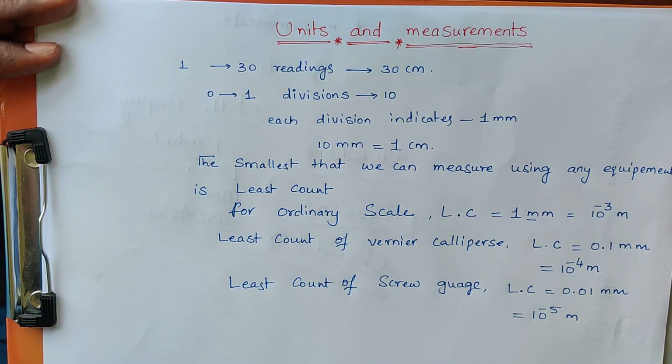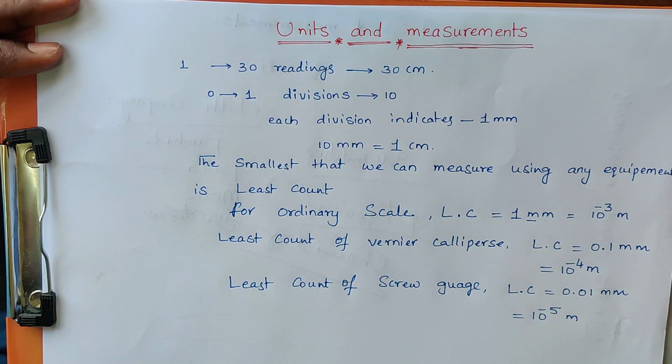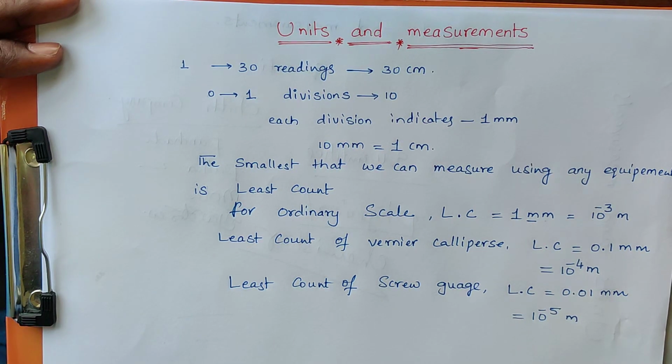So if you want to measure in terms of 10 to the power of minus 5 meters, we cannot use an ordinary scale, because by using an ordinary scale we can go up to only 0.001 meters. By using a screw gauge we can measure up to 0.00001 meters. That means 0.01 millimeters. Okay.